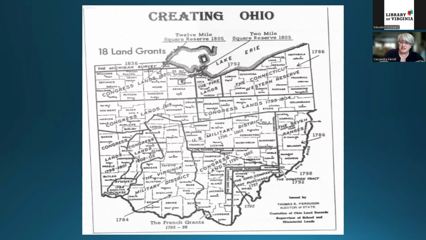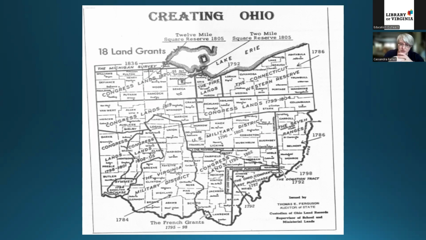The Seven Ranges is the first area that was officially surveyed by, for lack of a better phrase, the United States government. And then, of course, the Ohio land purchase. Let's see if we can find that. Congress lands, I think those are areas that were surveyed under congressional oversight and opened up at different times. I think that's what's going on there.